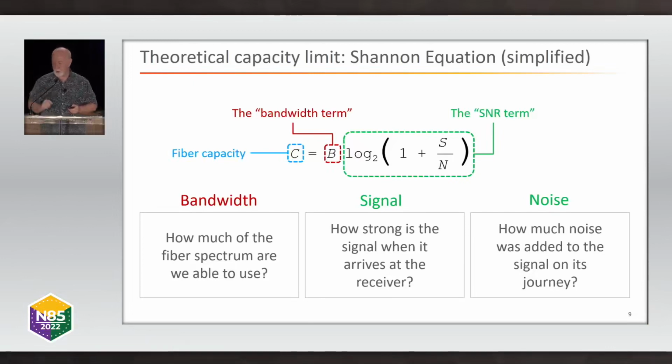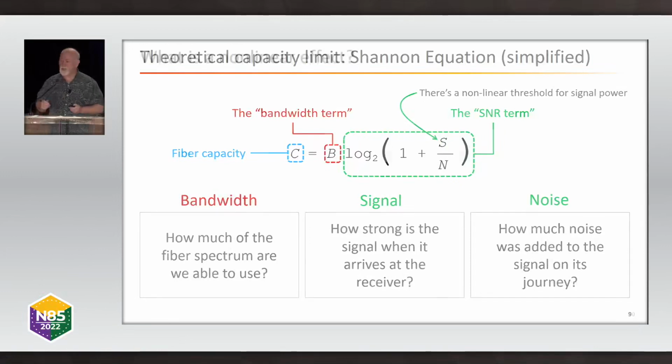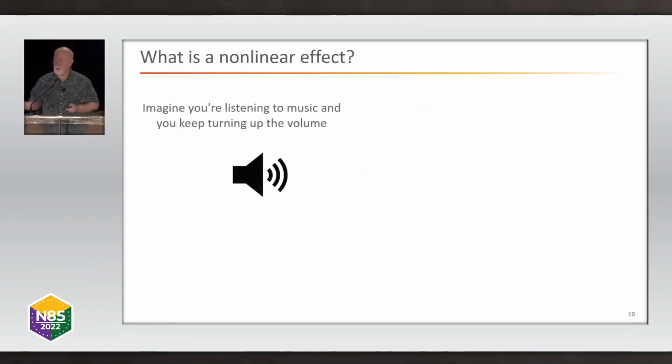There's a little bit of a glitch, because optical fiber is a non-linear medium. And that's different from the media that Shannon was researching. Air is linear, copper is linear, but fiber is non-linear. Well, what does that mean? What is a non-linear effect?